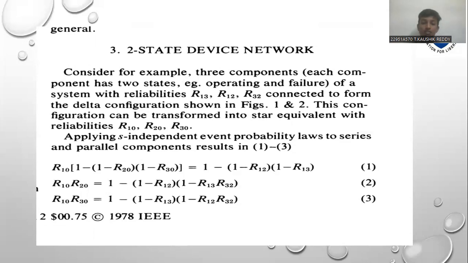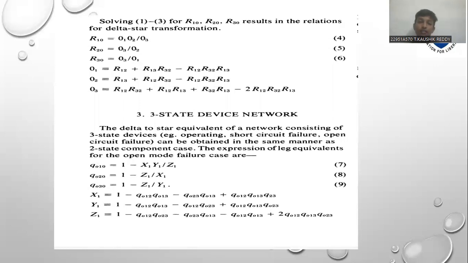So here are the 3 equations. So solving 1 to 3 for R10, R20, R30 results in the relations for delta star transformation. R10 is equal to O1 O2 by O3. R20 is equal to O3 by O2. R30 is equal to O3 by O1. O1 is equal to R12 plus R13 R32 minus R12 R32 R13. O2 is equal to R13 plus R12 R32 minus R12 R32 R13. O3 is equal to R12 R32 plus R12 R13 plus R32 R13 minus 2 R12 R32 R13.